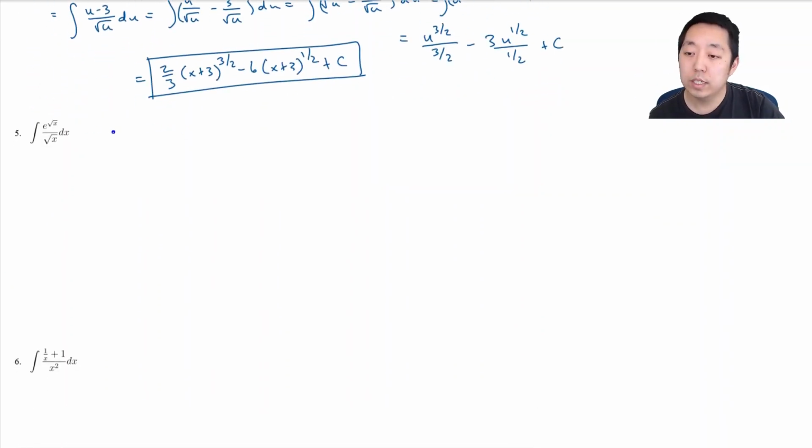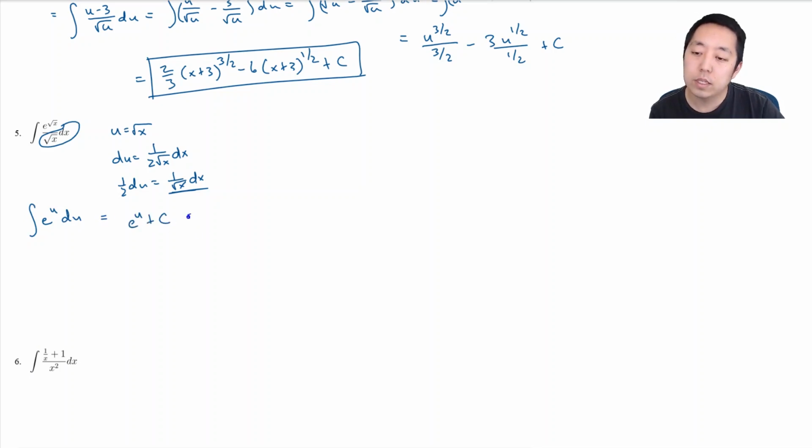Okay. Here, my u is going to be square root of x. The way I would identify this is, the only thing I can do with the exponential is e to the u. That's the only form with an exponent that I know how to do, so I should have it like this. Du would be 1 over 2 root x dx. And you see this 1 over root x dx I have right here. So 1/2 du is going to equal this 1 over root x dx. So I can replace this as the integral of e to the u times du. And we know that's simply e to the u plus c. And replacing u with root x, that's e to the root x plus c.